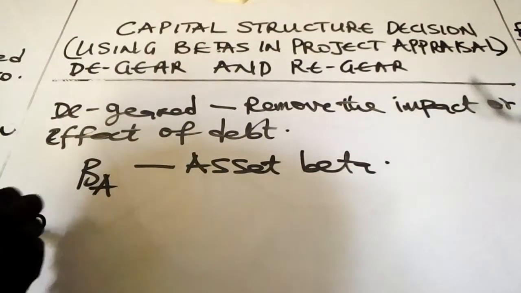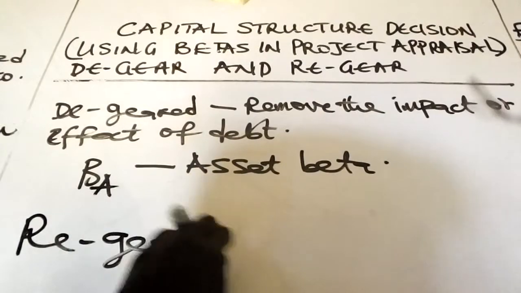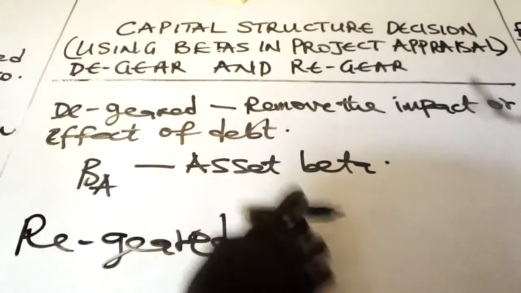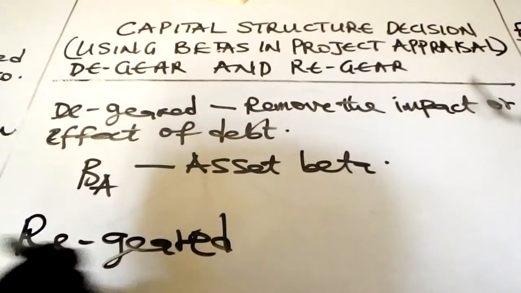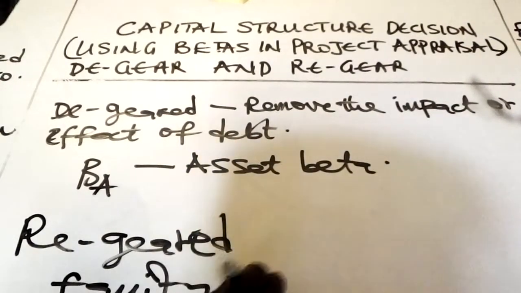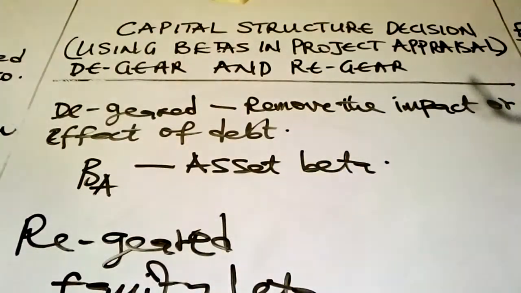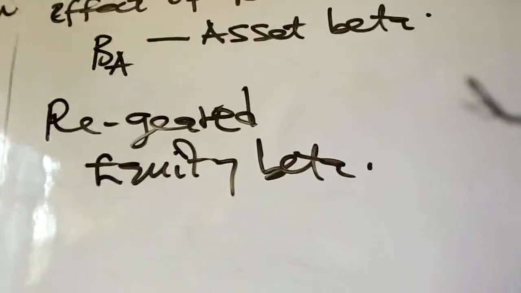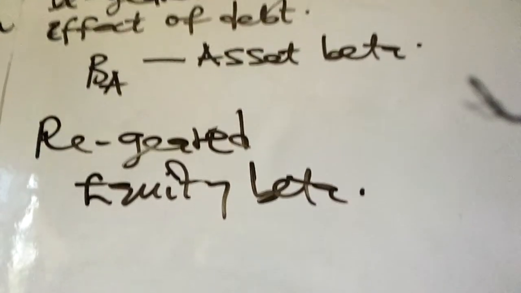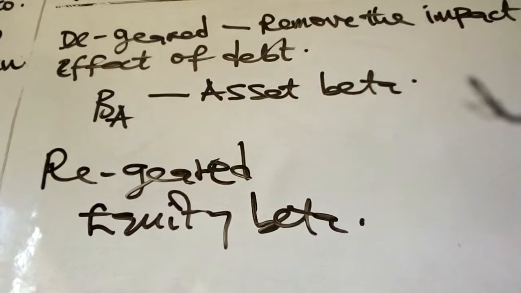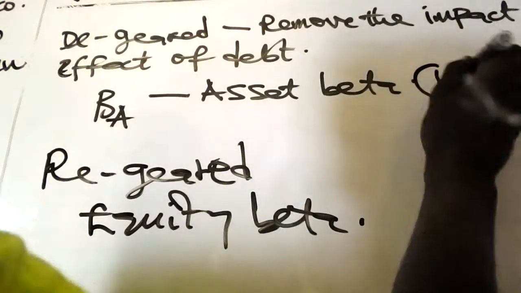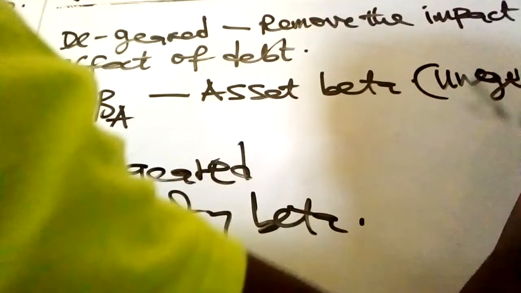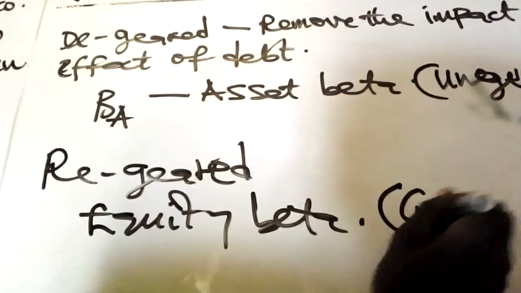But when you regear an asset beta, then you arrive at the equity beta. I've told you that asset beta is for an ungeared company, while equity beta is for a geared company.